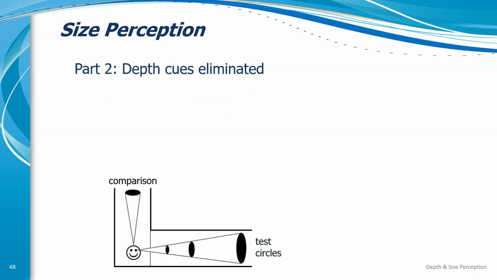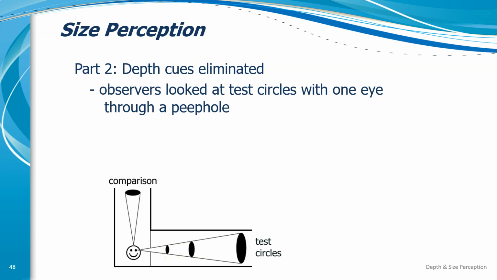In part 2, they eliminated depth cues, and that explains this line here. This line was a curtain. Now, the curtain was put up down this part of the hallway, and there was a little peephole, and that peephole was 1 degree of visual angle. That is, it was just big enough to accommodate the different test circles at their different distances. Okay, so what this does is it removes any depth cues. You can't use accommodation, you can't use convergence, you can't use binocular disparity, you can't use anything. There's nothing there. All you can see is this black circle.